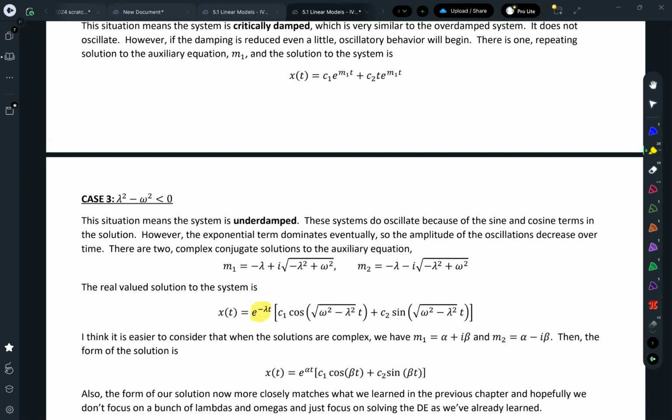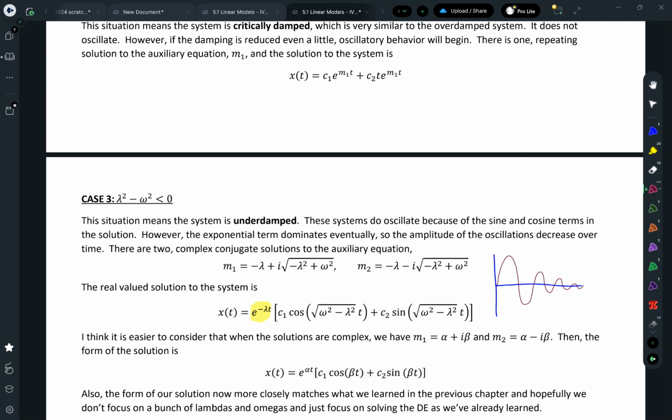And that's, kind of, we could think of that physically, where we've got something that starts off with oscillations, but then slowly over time, because of the exponential multiplier, the oscillations just die out. Okay? But the form is the same as it was before.